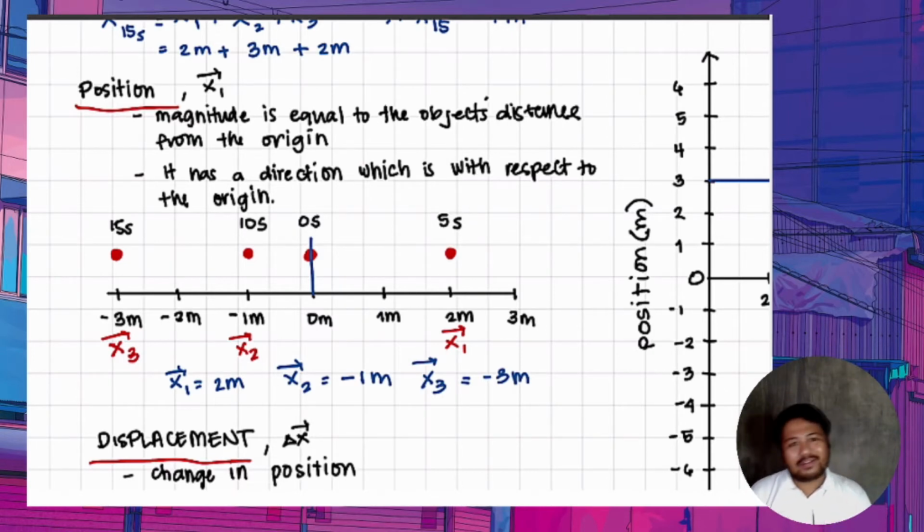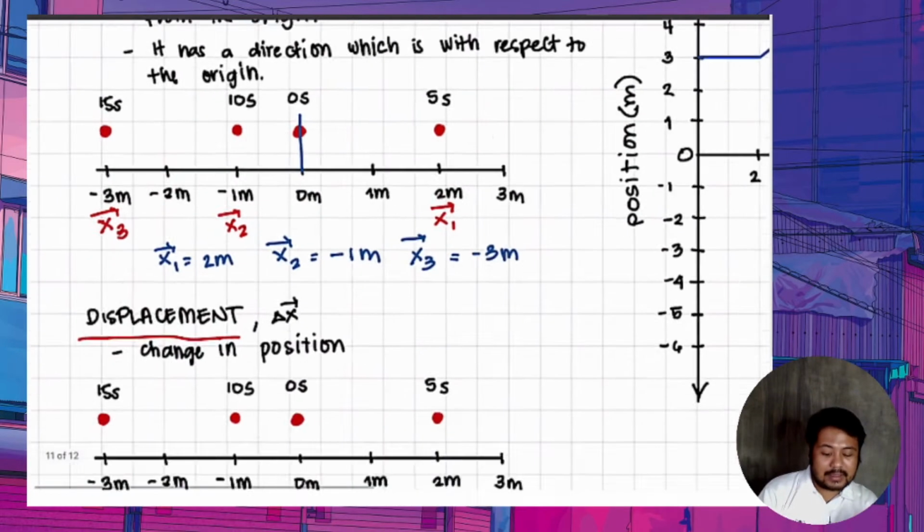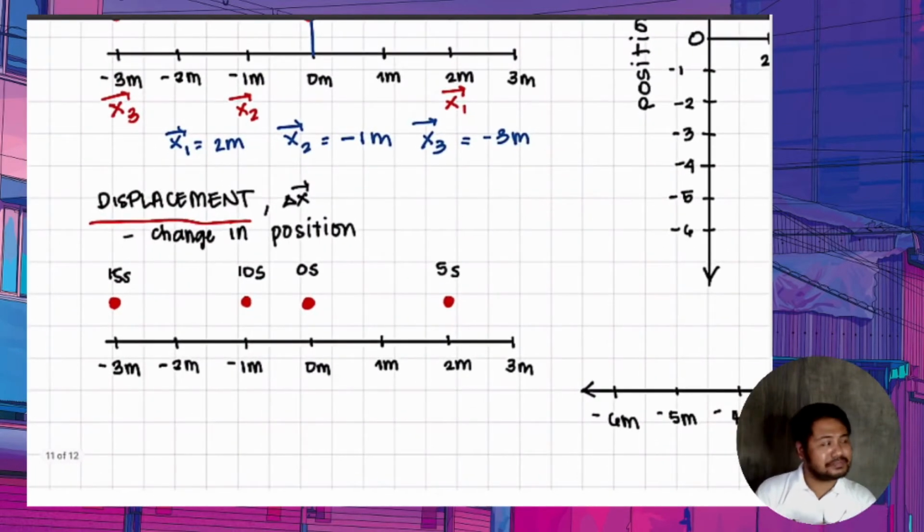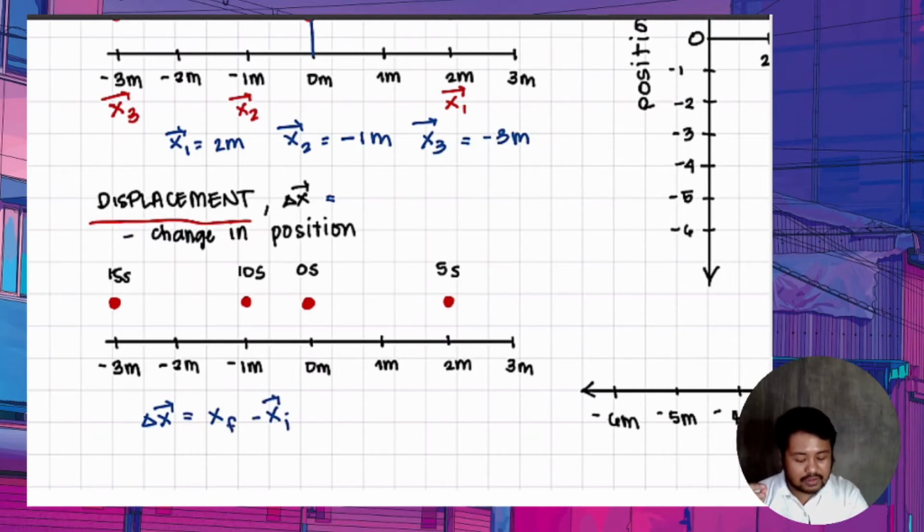Okay? We now have this one, displacement. Displacement is just the change in position of our particle. So, if change in position, it is always, what do we call this? It is always comparing the final point with respect to the starting point or to the initial point. Okay, so delta x or change in x is just equal to the change in position, dito ko na isulat. That is equal to the final position minus the initial position.